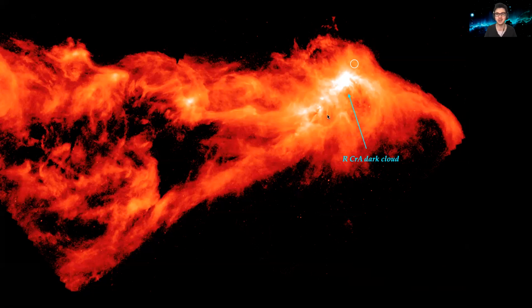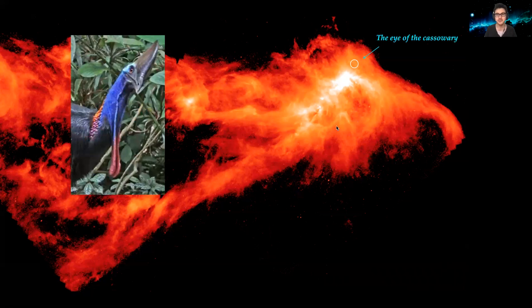So I may have stared at this image a bit too long. I may have been in lockdown here in Australia for way too long. But at this stage, what I see is actually a cassowary. We can see here the beak, the head, the long neck of the cassowary, and the weird thingy dangling from the neck. And this makes our object of interest the eye of the cassowary.